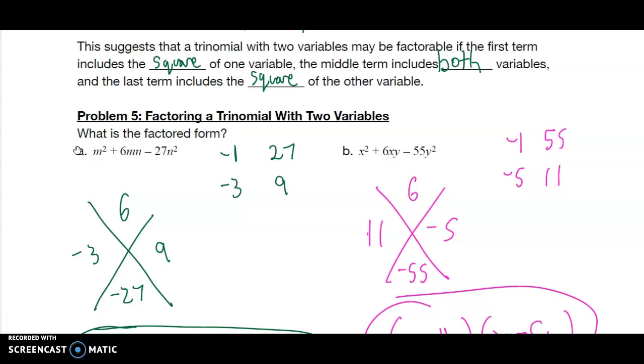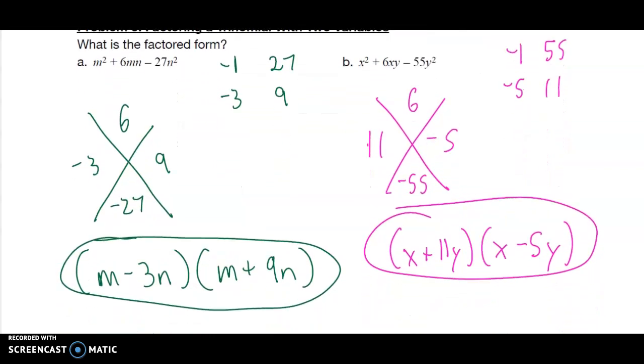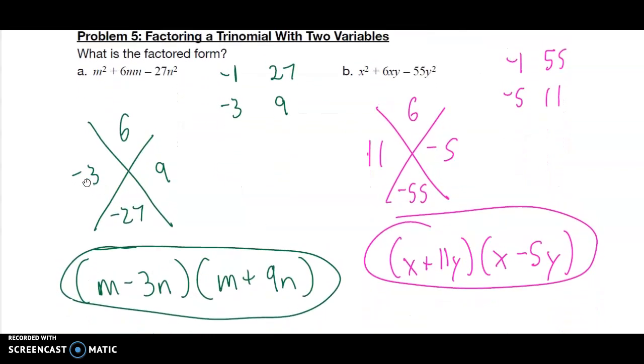Now that I have two variables, though, we have the square of the first variable, square of the second variable, and in the middle we have both. It does follow my step. Only thing I got to do here is throw both variables into my answer. So instead of just saying m minus 3, if I have an n there as well, I can just say m minus 3n. And same thing with my second binomial. I can say m plus 9n, because I'm just using that 9 from my x method.